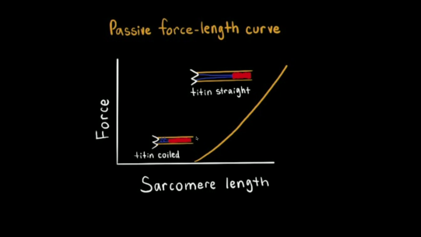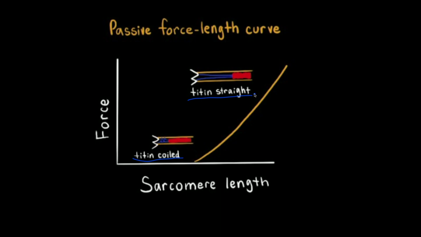In a passive force length curve, the protein titin is responsible for passive elasticity. Fun fact, titin is a gigantic structural protein, being considered the largest in the human body. When titin is coiled, the sarcomere is short and generates less force. However, when the titin stretches out, the sarcomere gets longer and generates more passive force.